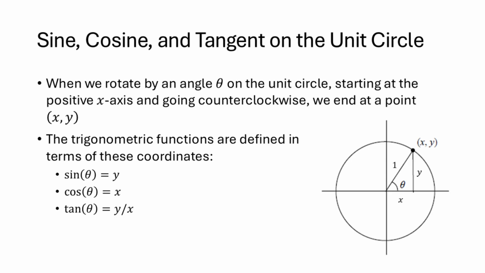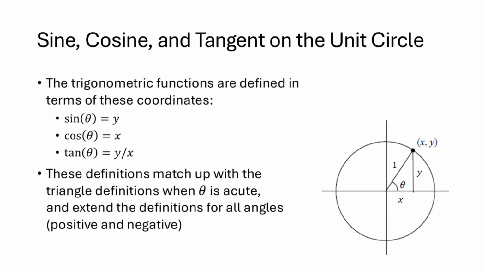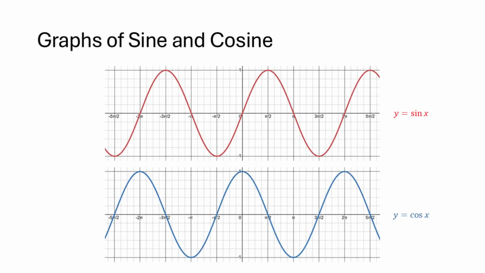And we can define sine, cosine, and tangent of that angle by sine of theta equaling y, cosine of theta equaling x, and tangent of theta equaling y over x. These definitions match up with the definitions that we've already seen when theta is an acute angle, and that extends our definitions to allow us to define the sine, cosine, and tangent of any angle theta, positive or negative. Now we can graph the sine and cosine functions. We see patterns that look like this.